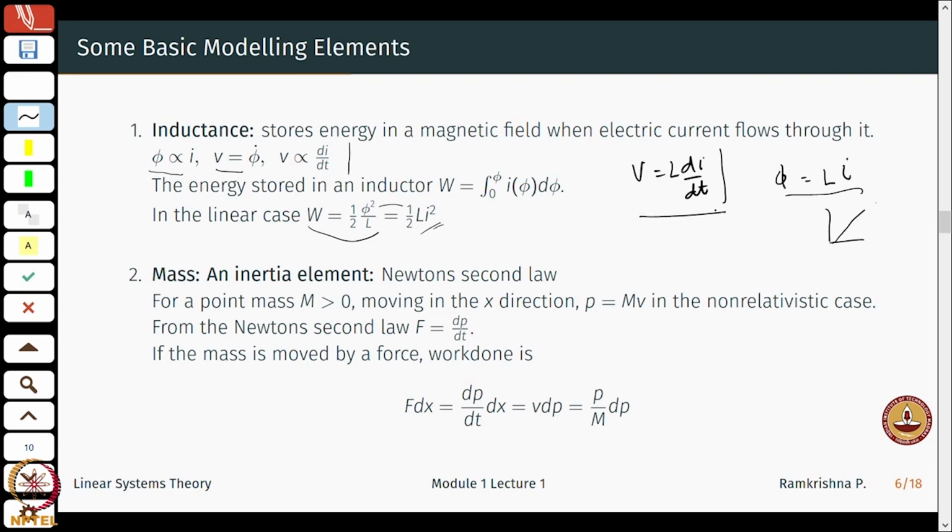Similarly, if I look at a mass element, I take a mass m moving in a certain direction. What I know is, if I ask you what the kinetic energy is, an obvious thing would be to remember half mv square. Okay, where does this come from?